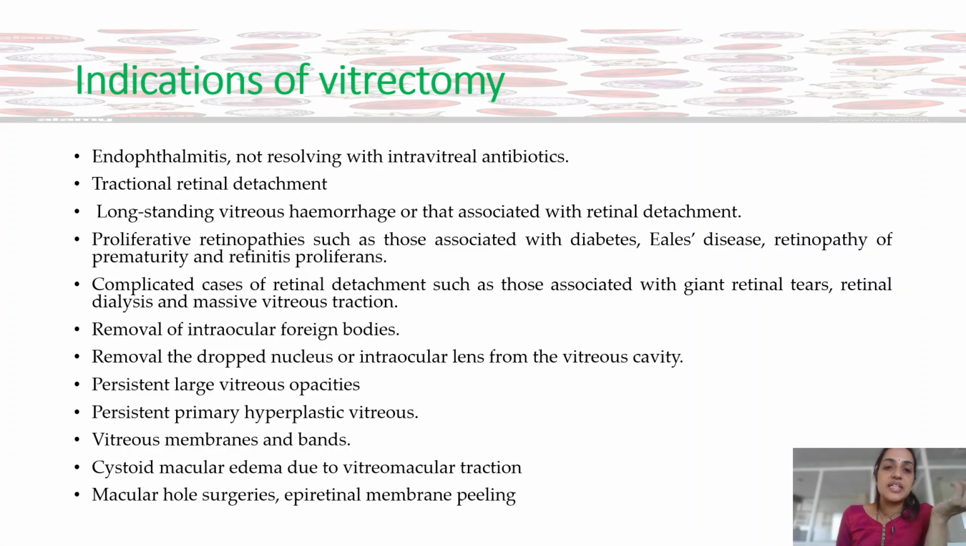So what are the indications of vitrectomy? There are many indications: endophthalmitis, tractional retinal detachment, proliferative retinopathies, long-standing vitreous hemorrhage, any complicated case of retinal detachment due to giant retinal tears or retinal dialysis, removal of intraocular foreign bodies or dropped nucleus or dropped IOLs, persistent large vitreous opacities, when you are suspecting a tumor of the retina, persistent primary hyperplastic vitreous membranes. Then vitreomacular traction causing cystoid macular edema, macular hole, and epiretinal membrane peeling. So these are a few examples of indications of vitrectomy.